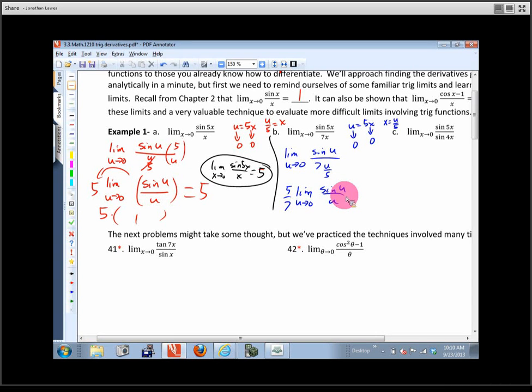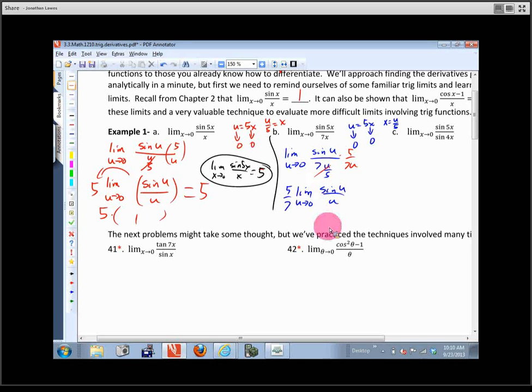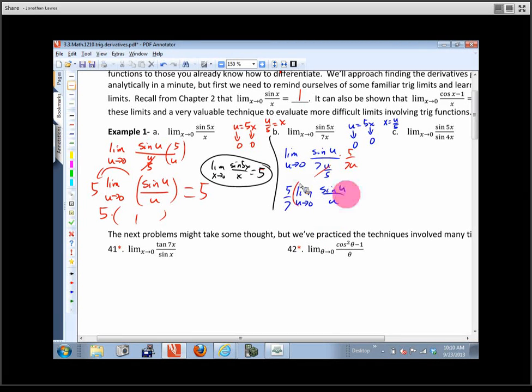Is that correct? See what I did? I took this and I flipped it over. So I multiplied by 5/7, or 5 over 7u. I pulled the 5 out front, I pulled the 7 out front, and I left the u in the denominator. So I had a sine u over u. Okay, I'll slow down and pay attention and make sure I get this right. This is 5/7. What's the limit as u approaches 0 of sine u over u? 1. So this limit is 5/7.